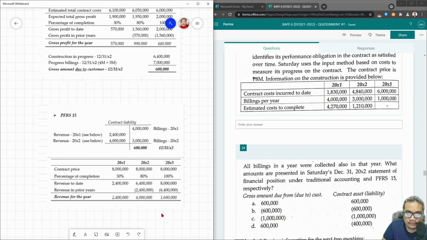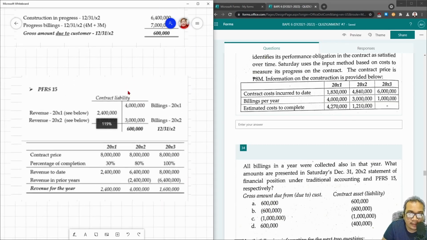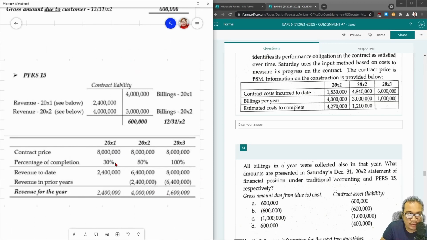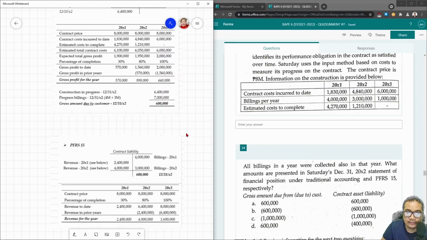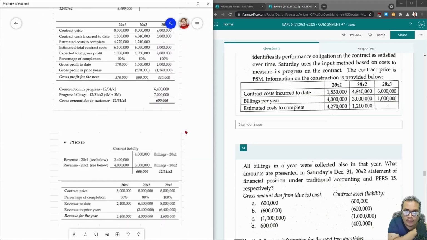Going to PFRS 15, di ba? Dito tayo sa baba. Contract price, 8 million. Percentage of completion, given naman. Na-answer na beforehand. So, 2.4, revenue today, 6.4, 8 million. Since cumulative yan, tanggalin mo yung previous year. So, revenue for the year is 2.4, 4 million and 1,600,000. Yan yung pinagkaiba nila. Pero yung end result, pareho lang.